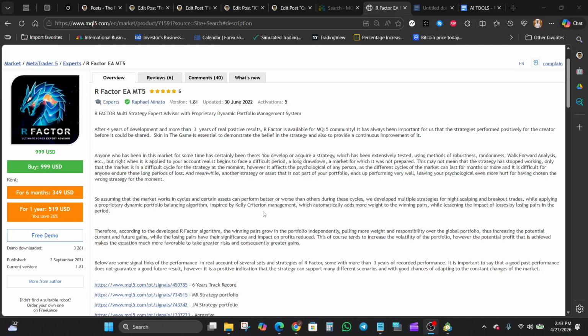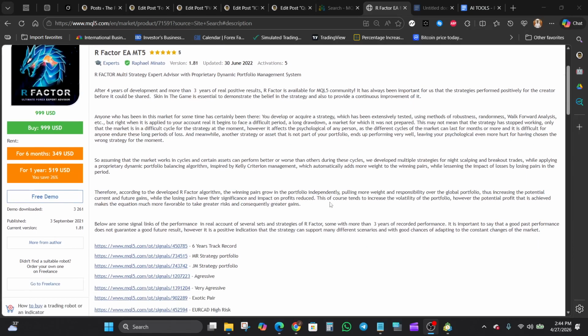So instead of relying on one pair or one setup, the EA distributes trades across multiple pairs and strategies, and then actively adjusts how much weight each one carries based on performance. So it's not just trading, it's actually managing a portfolio in real time. All right. Now let's talk about how this EA is actually designed to work.